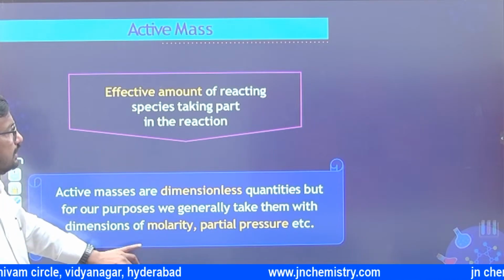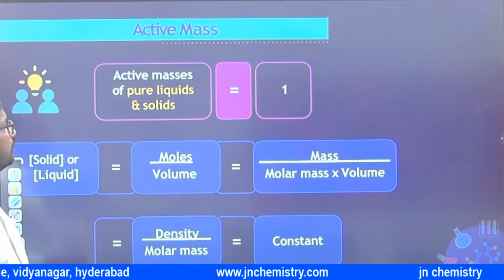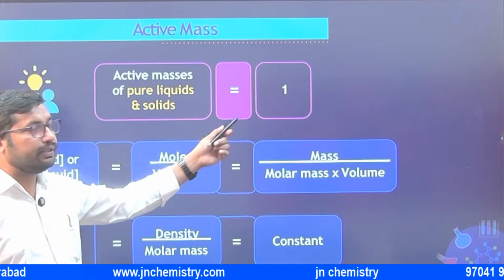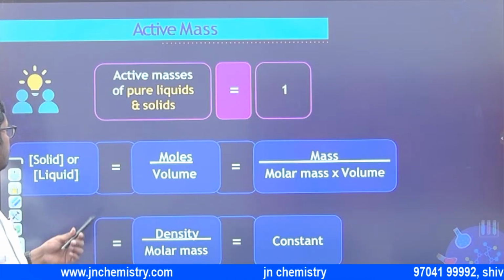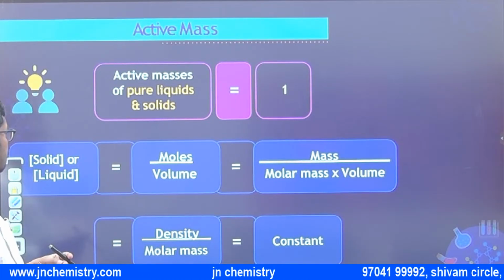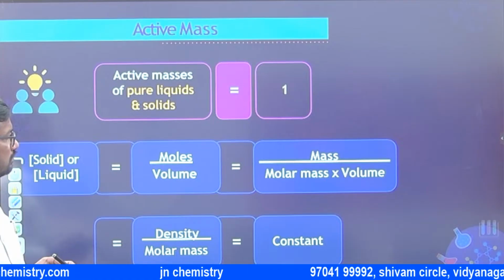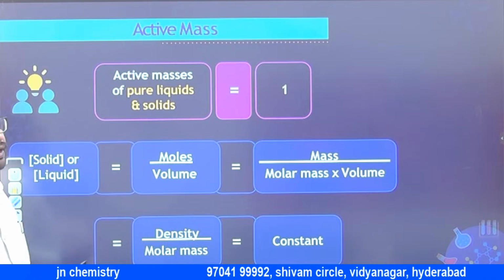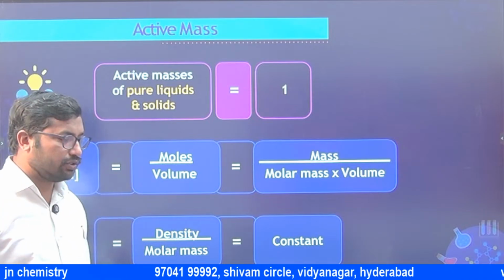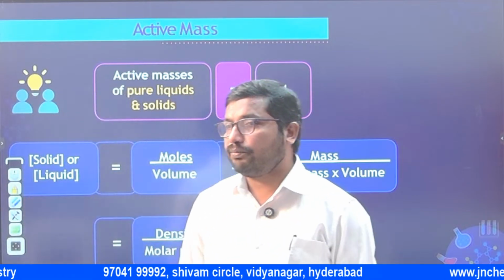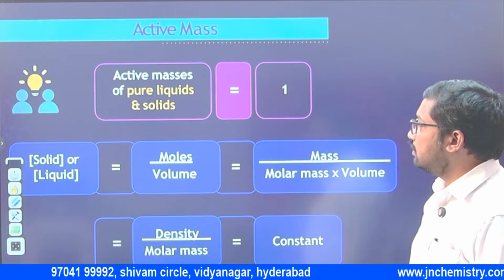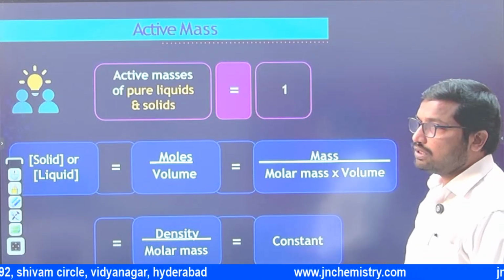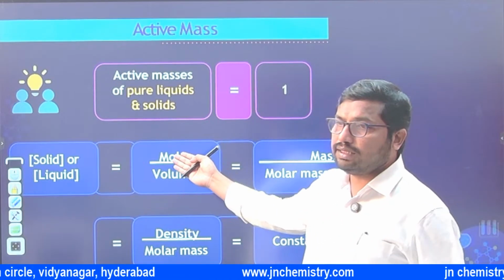So no need to write this. Active masses for pure liquids and solids equal 1. This point is very important, so write it down. The active mass of pure liquids and solids is equal to 1, because the concentration is constant. For solids and liquids, moles by volume, moles, mass. What are moles? Nothing but concentration, right?